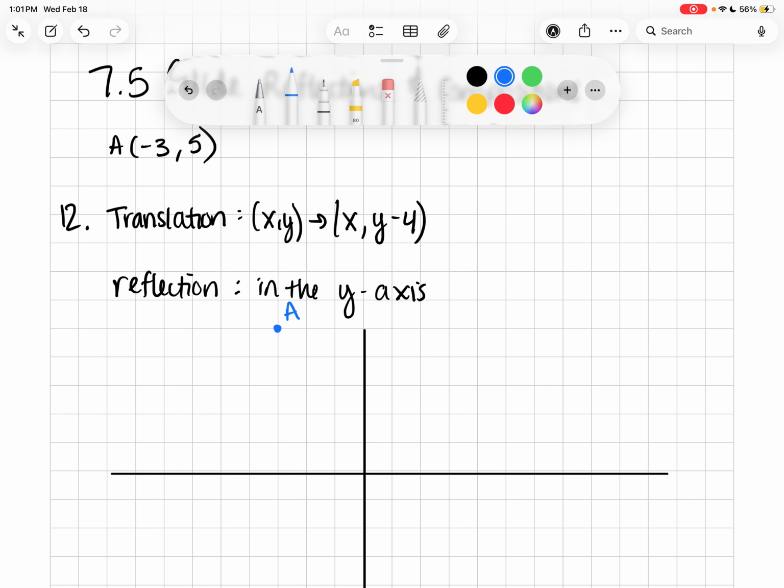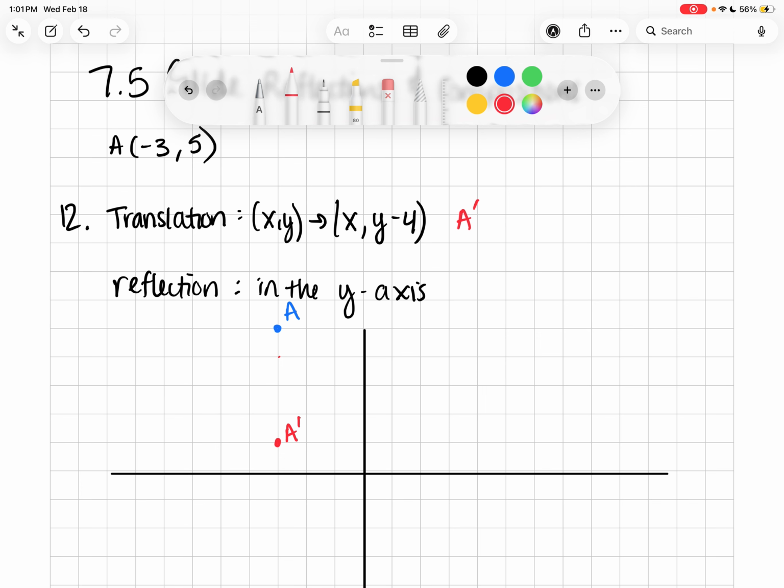Then it's being translated, we're going in order, from xy to x and then y minus 4. So that means that the x value is staying the same, the y value is getting shifted down 4. So that means I'm going down 1, 2, 3, 4, and this would be my A prime. And it might be good to even write up here that that's what that transformation is showing.